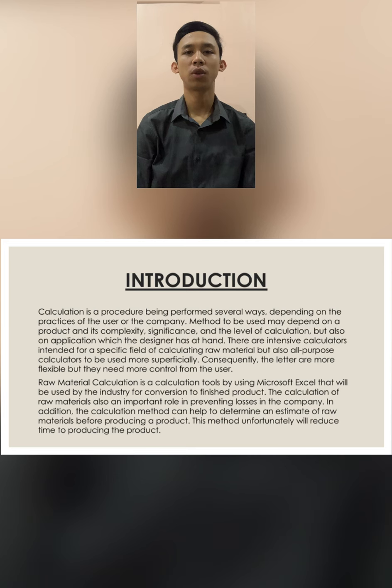Raw material calculation is a calculation tool using Microsoft Excel that will be used by the industry for conversion to finished product. The calculation of raw material also has an important role in preventing losses in the company. In addition, the calculation method can help to determine an estimate of raw material before producing a product. This method, unfortunately, will reduce time in producing the product.